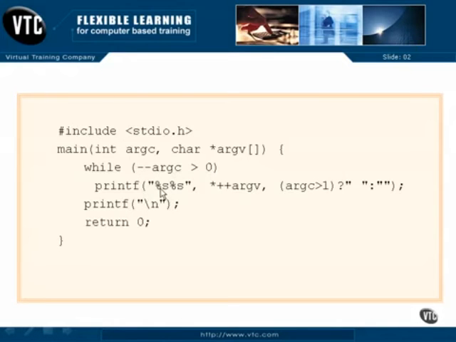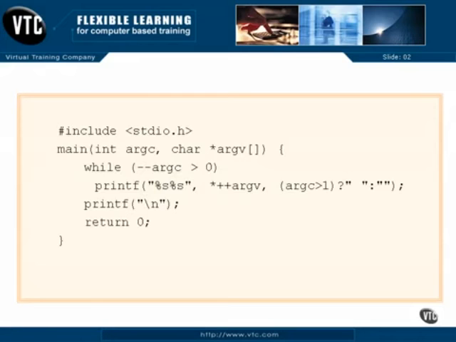And we're going to print two strings together. One of them will be the contents of the incremented argument vector. So we will increment that pointer. And since it points to a number of string pointers, it will go from one word to the next off of our command line.